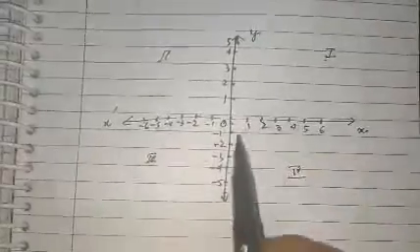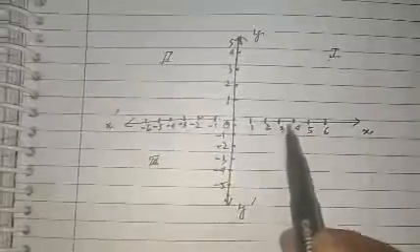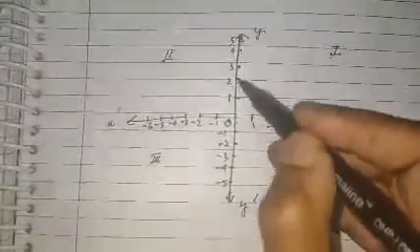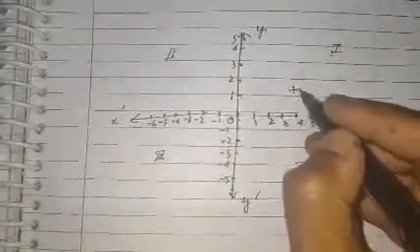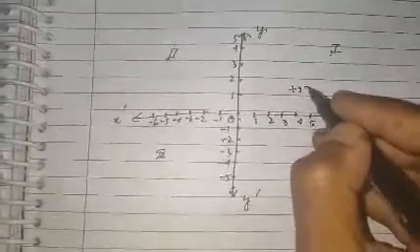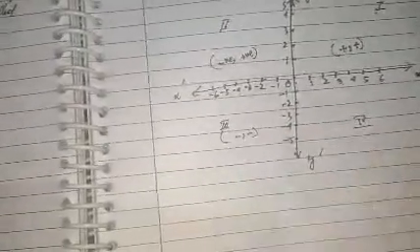In first quadrant, both abscissa and ordinate, distance along x-axis and distance along y-axis, are positive. Abscissa is positive as well as ordinate is positive. In second quadrant, abscissa is negative and ordinate is positive. In third quadrant, both abscissa as well as ordinate are negative. In fourth quadrant, abscissa is positive, ordinate is negative.